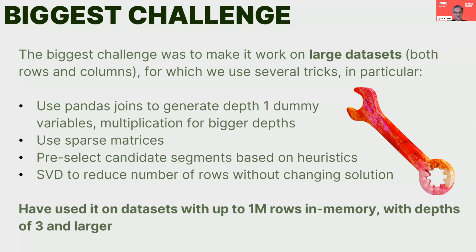We pre-select the candidate segments based on heuristics. And then finally, we also use singular value decomposition to reduce the number of rows without changing the solution. And I've personally used it on data sets of up to 1 million rows and with depths of 4 and 5. And it's obviously not super fast, but it runs and it doesn't crash.